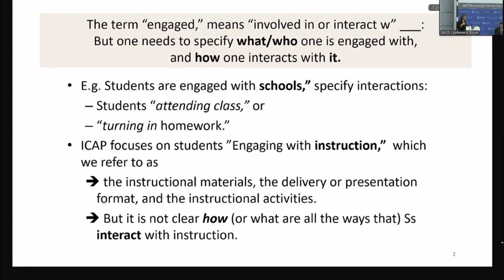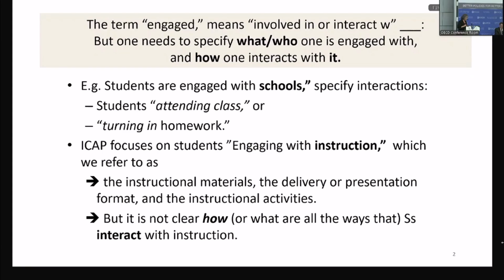What does it mean to be engaged with schools? So things like you attend classes or you turn in homework. So that could be quantified. How much are you engaging? So ICAP focuses on students engaging with instruction, and by instruction we mean the instructional materials, the format of the delivery, and the instructional activities, sort of all the above.